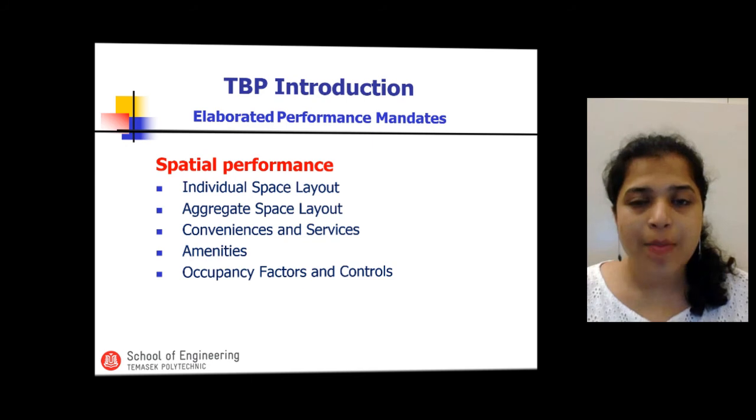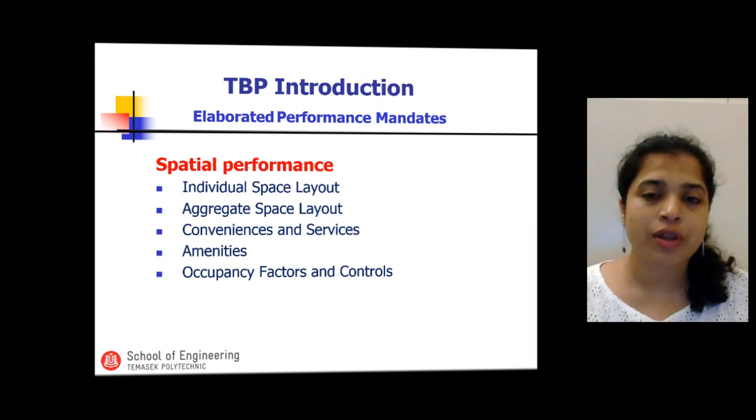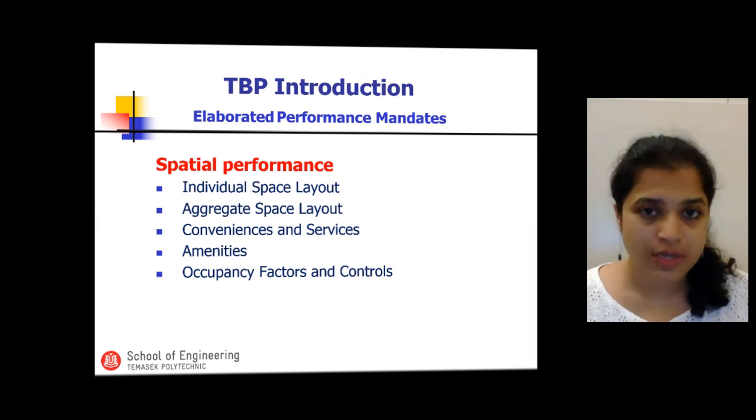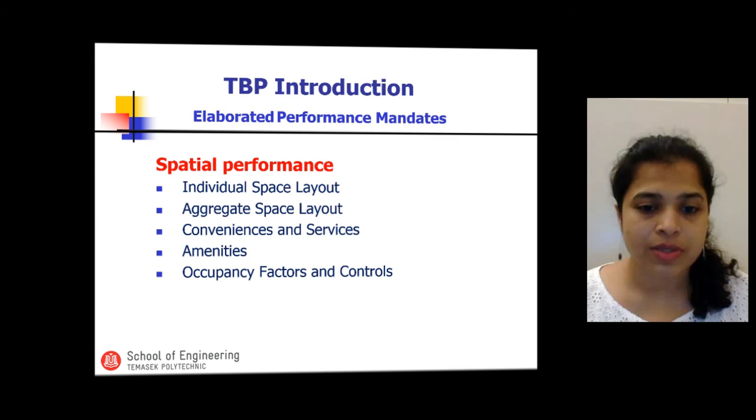The amenities provided. For example, just outside the lecture theater, there are toilets provided. There is a canteen which is close to the LT or the learning spaces. So these amenities are important for the lecture theaters to function efficiently. So that is why the amenities become an important factor for the overall spatial performance.